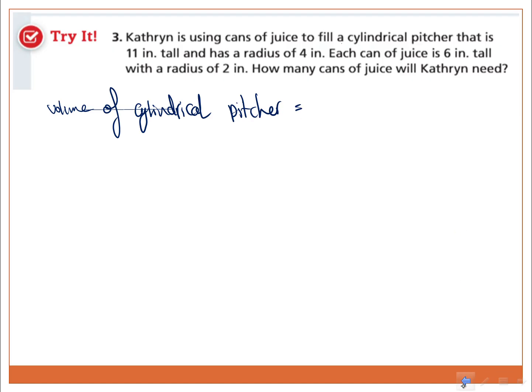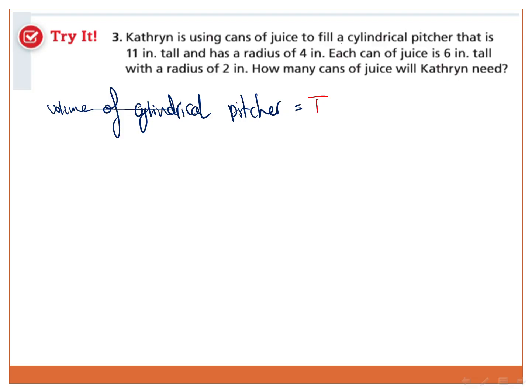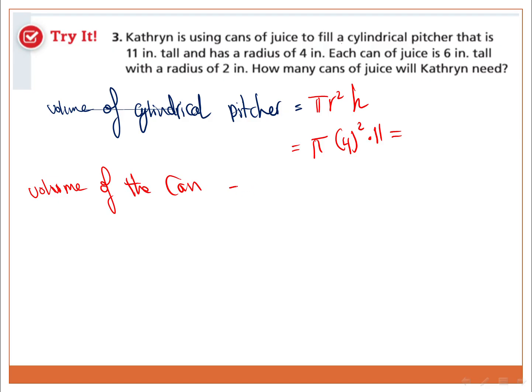equals, he said it's a cylinder, so pi r squared times height, which is 4 squared times height, which is 11. You will find it using your calculator. Now the volume of the can: it's also pi, and he said the radius is 2 squared times height. Find it please.